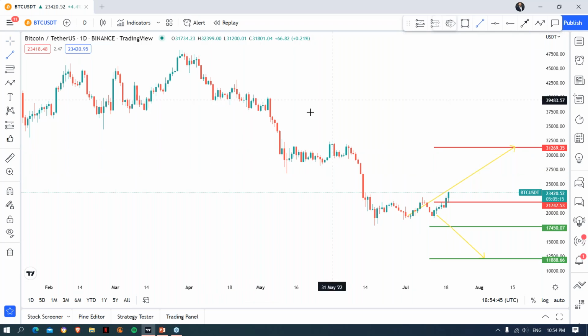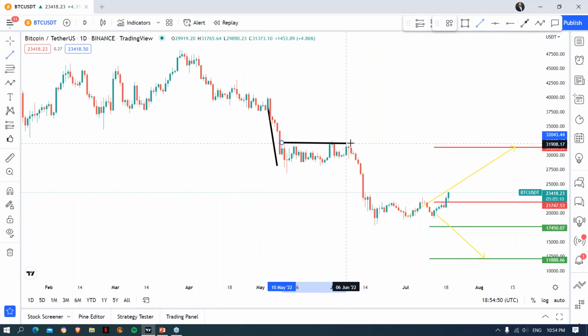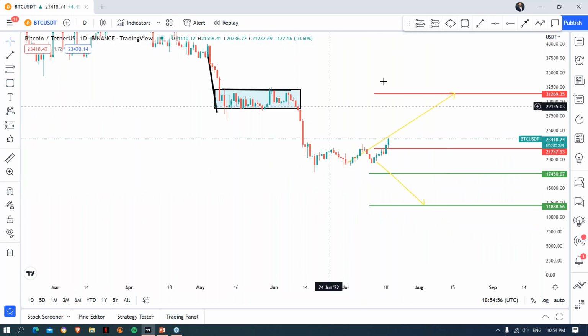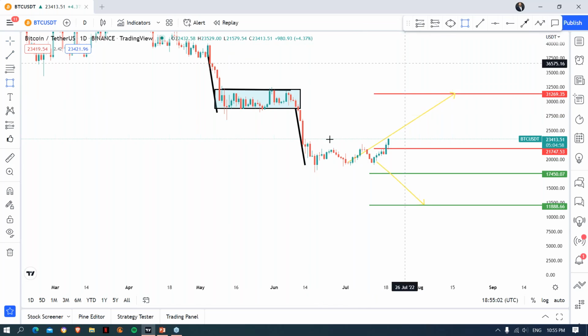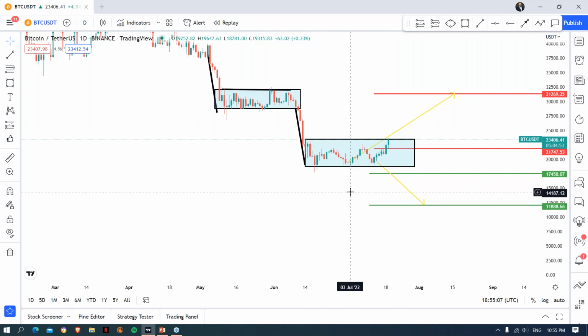Started here, near vertical. Actually, let's just use the triangle. It continued down. Notice here, another flag, another triangle right here. So there's a strong possibility for it to actually drop below.